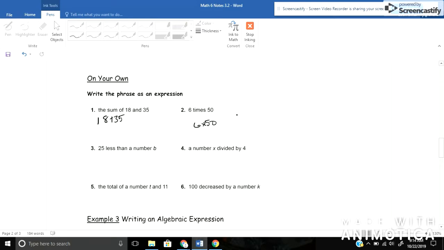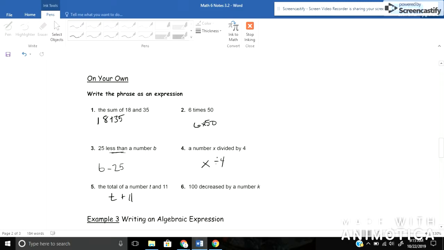Order doesn't matter there. Here we have 25 less than a number b. Okay, here we see less than. That means subtract. But if you want to find that answer, you'd have to take b and subtract 25. So be careful with order on subtraction. Whenever you see less than, again, switch the order of those. Number x divided by 4. The total of a number t, so that means add, so we'd have t plus 11, or again, 11 plus t would be the same.